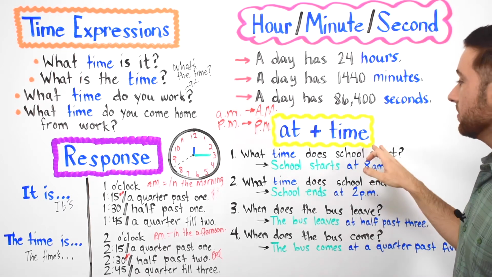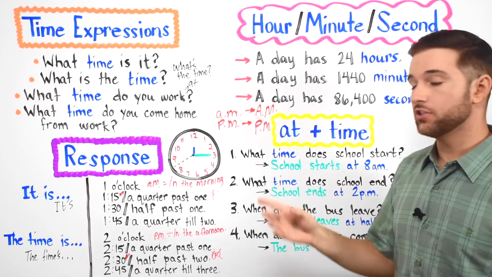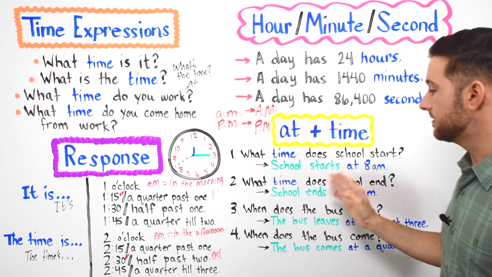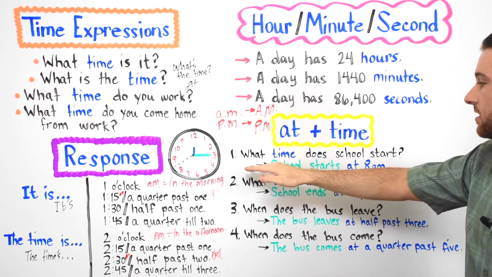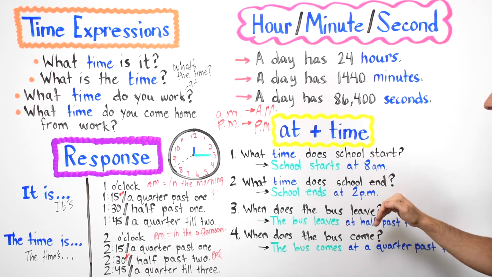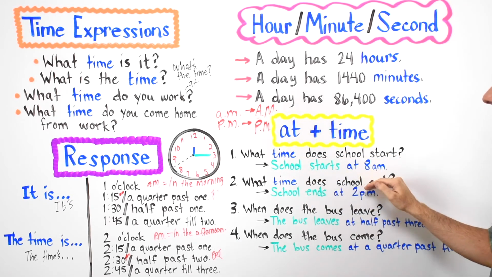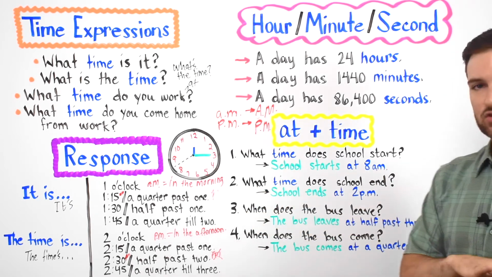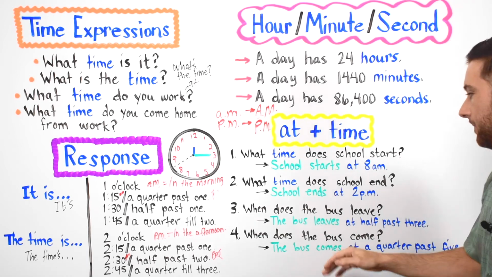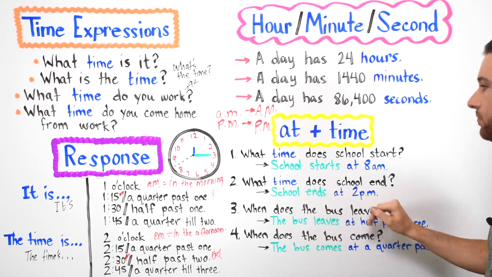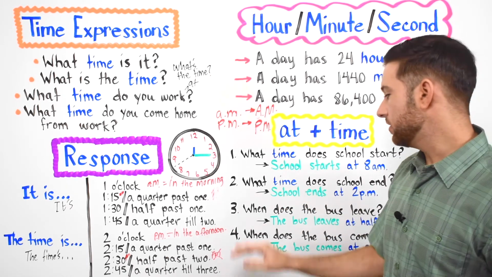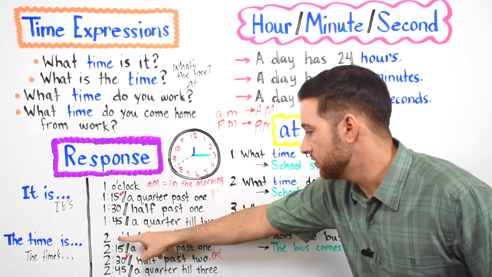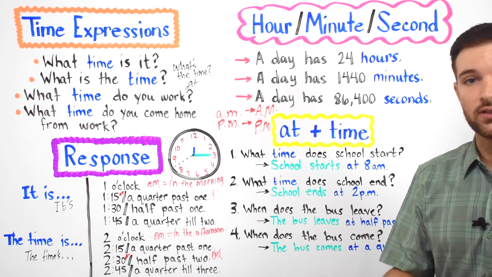Okay, now also in English we use the preposition at to talk about specific times, like in these sentences here, for example. Number 1 says, what time does school start? And you could say school starts at 8 AM. Okay, what time does school end? What time is school over? Okay, end. School ends at 2 PM, okay? Or you could say school ends at 2 o'clock, like right here, school ends at 2 o'clock. You could say that, or you could say school ends at 2 PM.